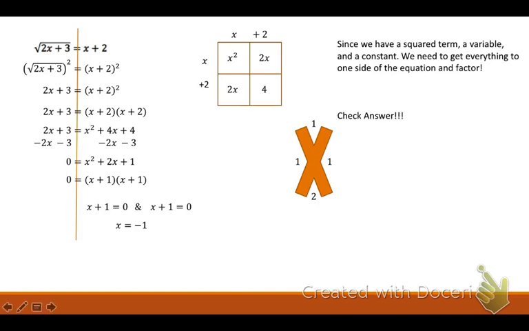Then we just have to go back and check our answer, make sure that really works. So I have the square root of 2 times negative 1 plus 3, and I have to see if that equals negative 1 plus 2. And if you continue through this math, you do end up with 1 equals 1, so negative 1 works.